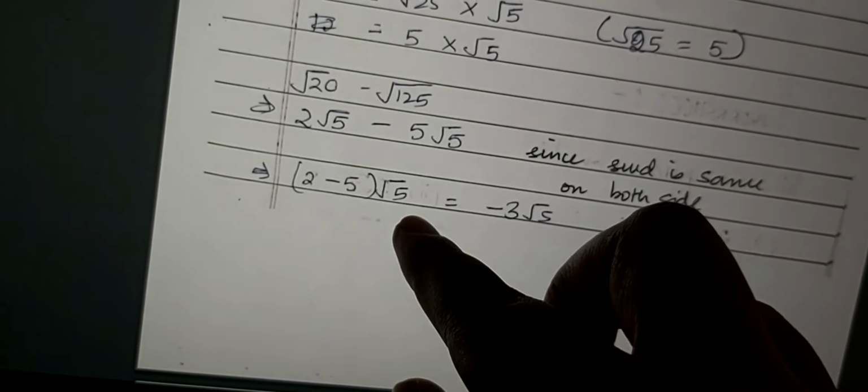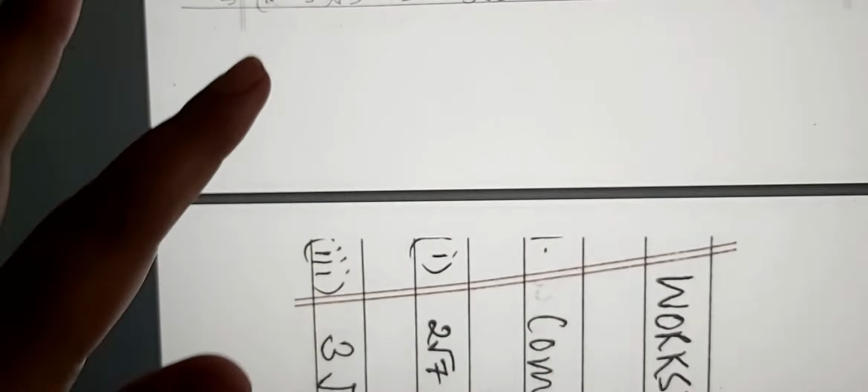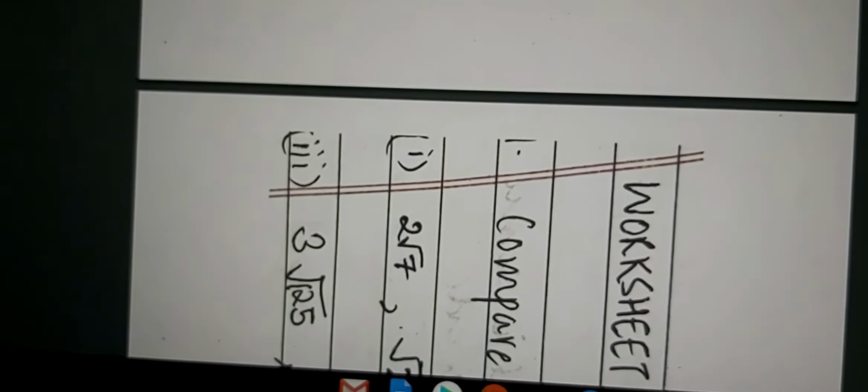Now I am seeing that in both, square root 5 is common, right? The surd is the same. So what am I going to do? 2 minus 5, square root 5. 2 minus 5 is minus 3 and square root 5. It's very simple. A little bit of logic, a little bit of thinking, but otherwise it's very very simple.